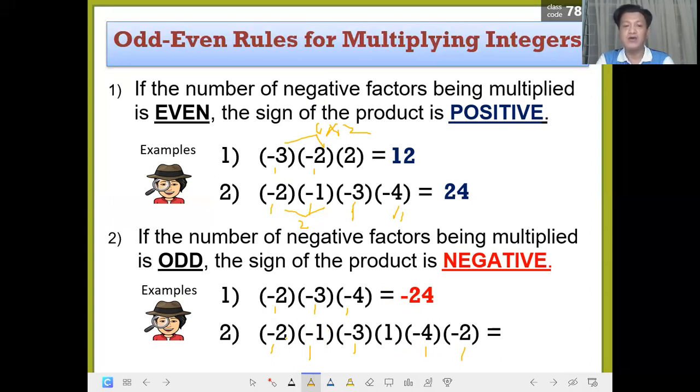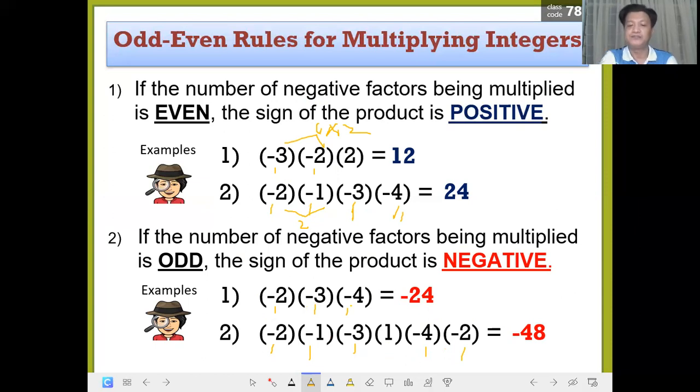Tsaka mo i-multiply ngayon. 2 times 1, di ba 2 yon? Tapos 2 times 3, 6 yon. 6 times 1, 6 ulit. Then 6 times 4, 24. Then 24 times 2, 48. Okay, so lalagyan natin ng negative kasi nga odd yung bilang ng negative factors natin or there are 5 negative.